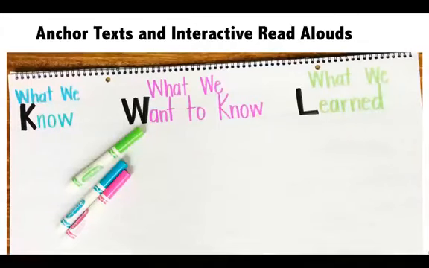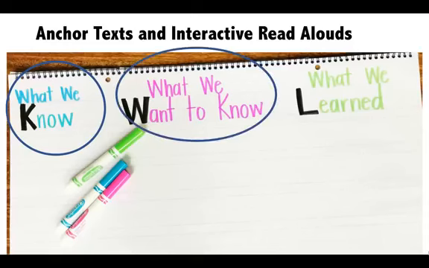Facilitators can fill out a KWL chart about what you already know about anchor texts and interactive read-alouds. What do you hope to learn about these concepts? We need at least 4 responses for each question. So pause the video once more and resume after you have filled out the first 2 columns of the KWL chart.